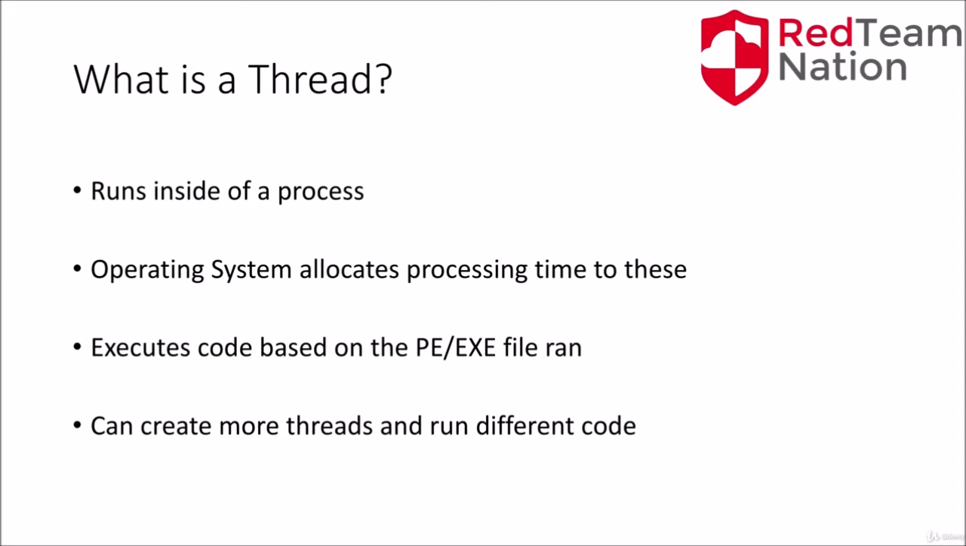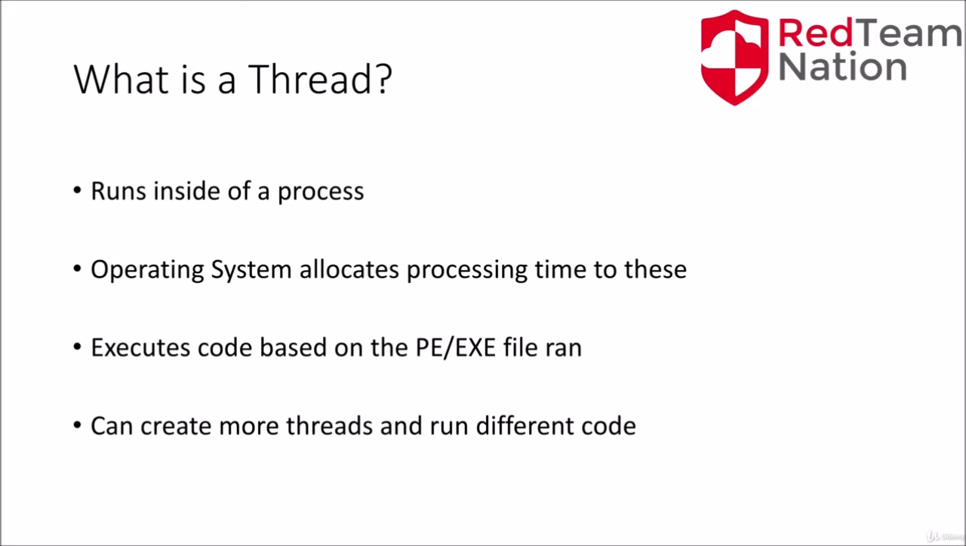So a thread. Now threads run inside of processes. Now a process is just a shell while the threads actually do the legwork, right? So an operating system, in this case Windows, will allocate processing time on the CPU to each thread. Now this can be done through thread pooling or a few other things. I'll link to a few bits of information about that as well. Now each thread executes code based on what's in the PE or the exe file that was run. Now this can change slightly if you're using a binary or a PE or exe that happens to be running some custom code on the fly on a different thread, then it will go ahead and run whatever it is.